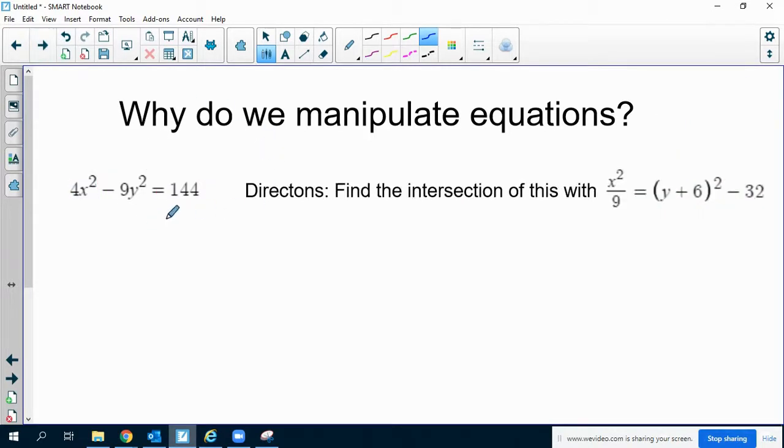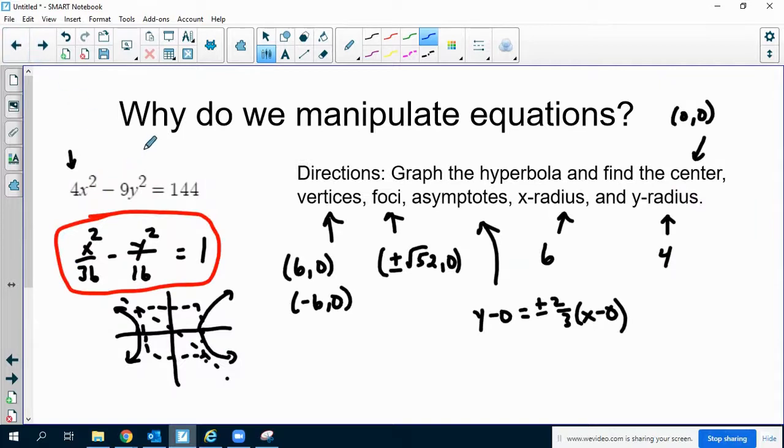But then I have a third case where what if I find the intersection of this with this equation? Well, I could multiply this through by 9. I could get a lot of different things going on here. But notice that in this equation, I have a 4 here and I have a 9 here. So normally, if I wanted to graph this, I would divide by 144, like I did here, in order to make this equal to 1.